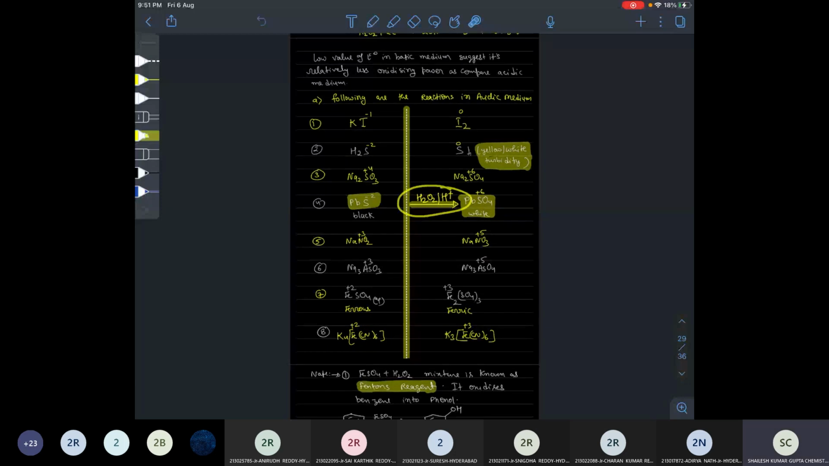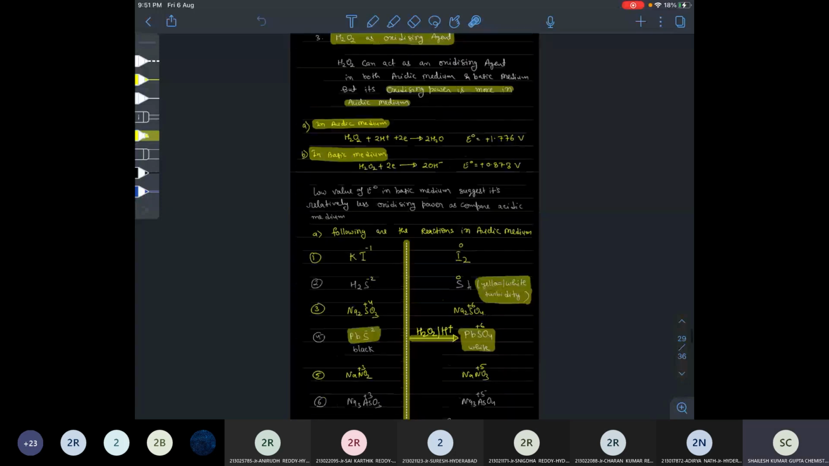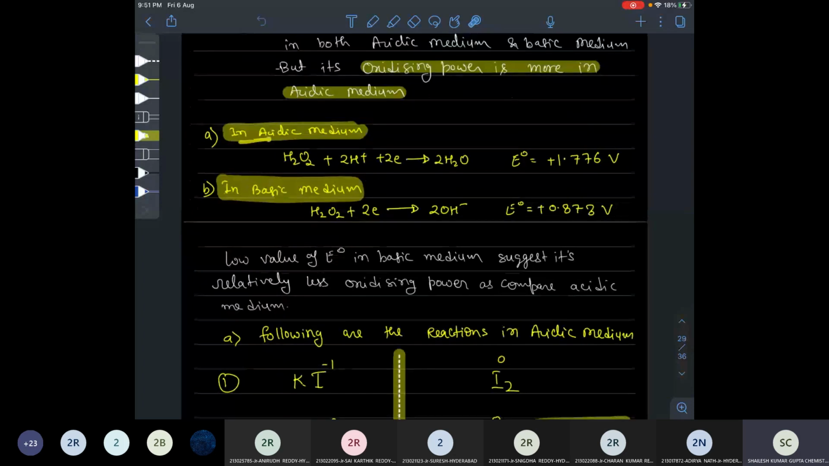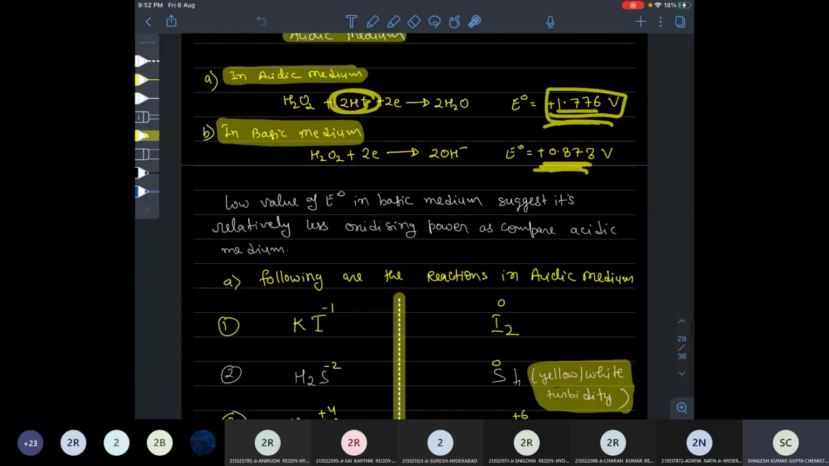as an oxidizing agent. Here are the values I have given. In acidic medium, you look at the E naught value, it is very high. So for now, understand that more E naught means less delta G, and if delta G is less, this is more favorable. So more E naught means more favorable. That's why I told you in the morning that H2O2's action as an oxidizing agent is better in acidic medium. You can look at the values, 1.776 and here it is 0.878. These are the data I just gave you for your need.